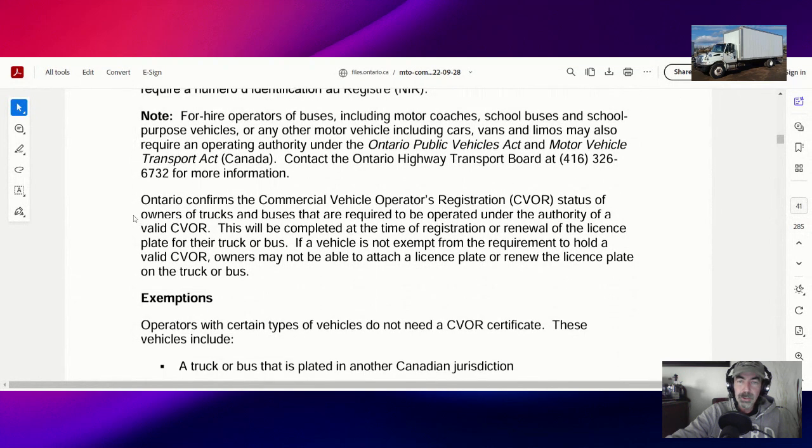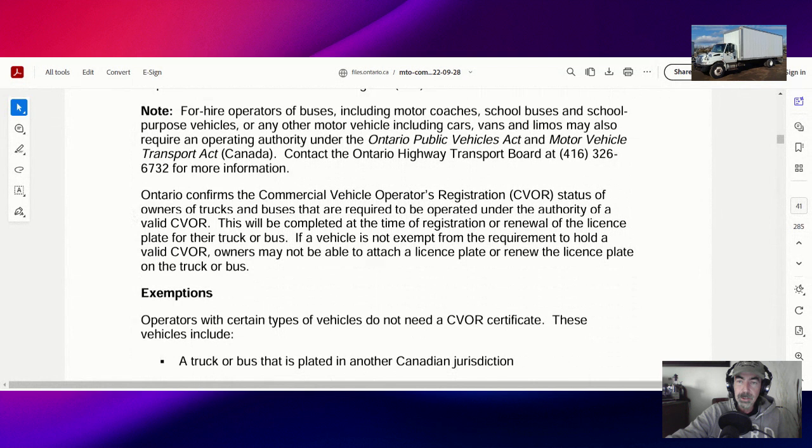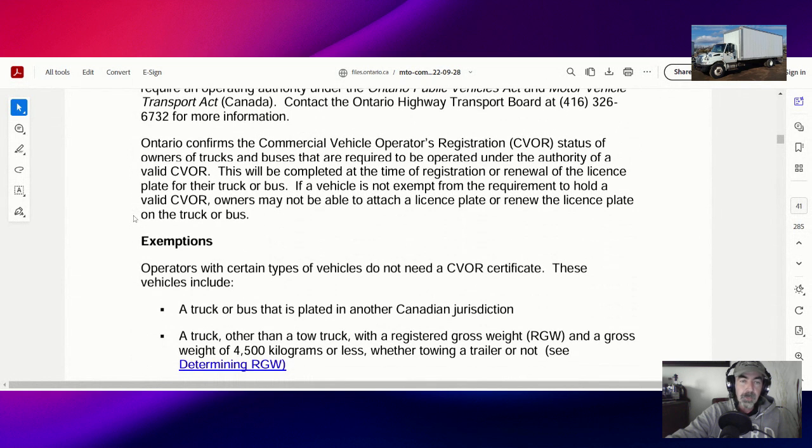Note, for hire operators of buses, including motor coaches, school buses, and school purpose vehicles, or any other motor vehicle, including cars, vans, and limos, may also require an operator authority under the Ontario Public Vehicles Act and Motor Vehicle Transport Act, Canada. Contact the Ontario Highway Transport Board for more information.